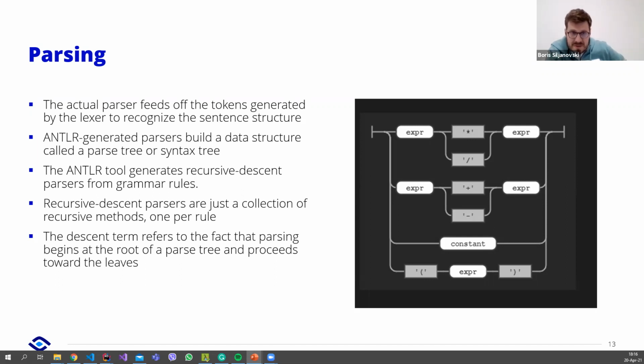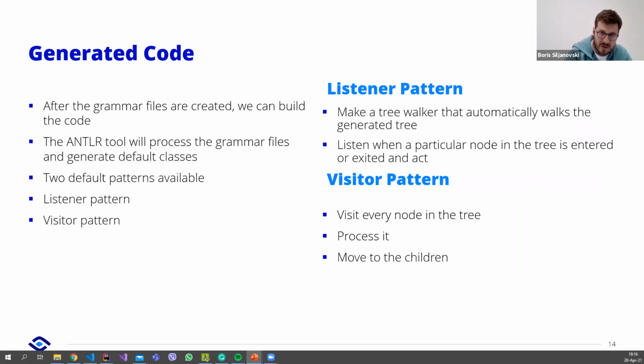The parsers that ANTLR generates are called recursive descent parsers. Recursive descent parsers are just a collection of recursive methods, one per rule. The term descent means that we start from a root node somewhere up in the tree, and then work our way down. The root that we invoke first, the start symbol, becomes the root of the parse tree. Once we compile the grammars, the ANTLR tool will generate some code that we can later use in our actual code to work with the parse trees.